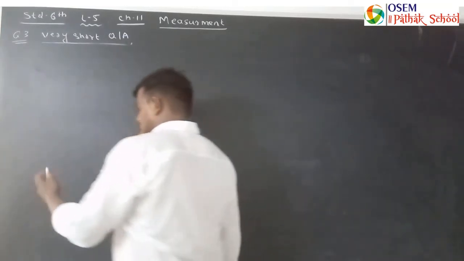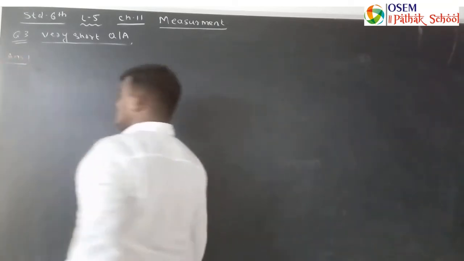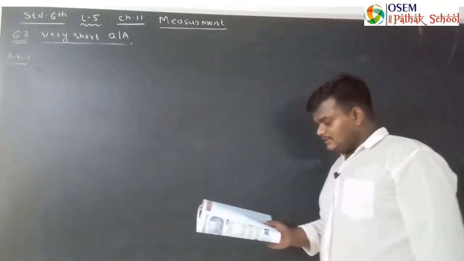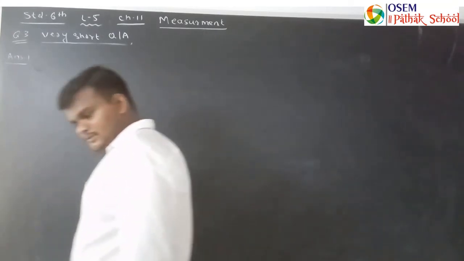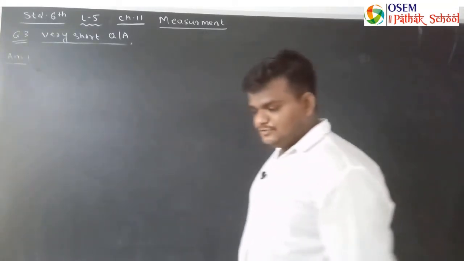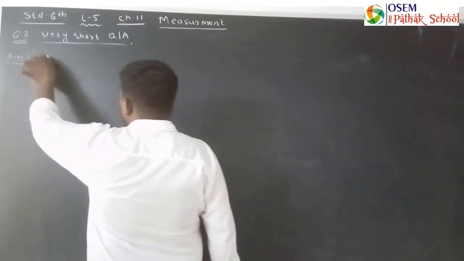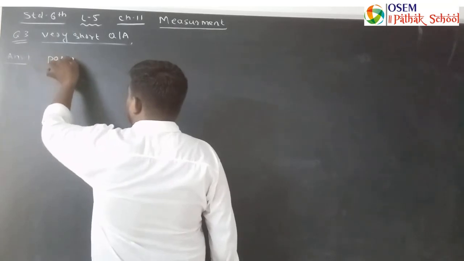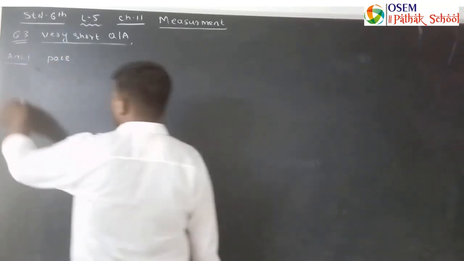So I am dealing with the first question, answer number 1. It is given, the distance between two walking steps. So this distance between two walking steps is generally referred to as a pace. So answer 1 is pace.